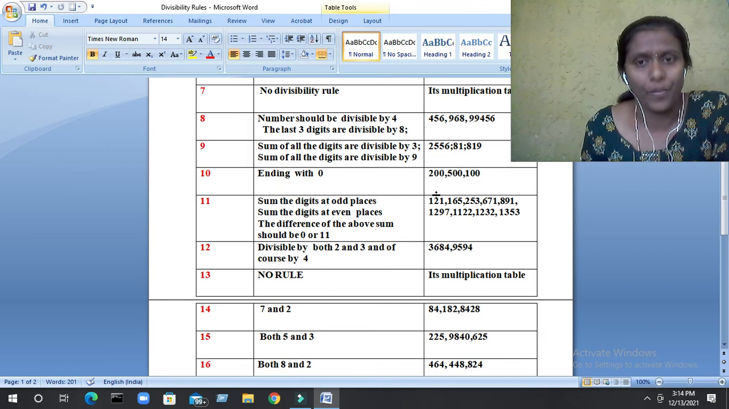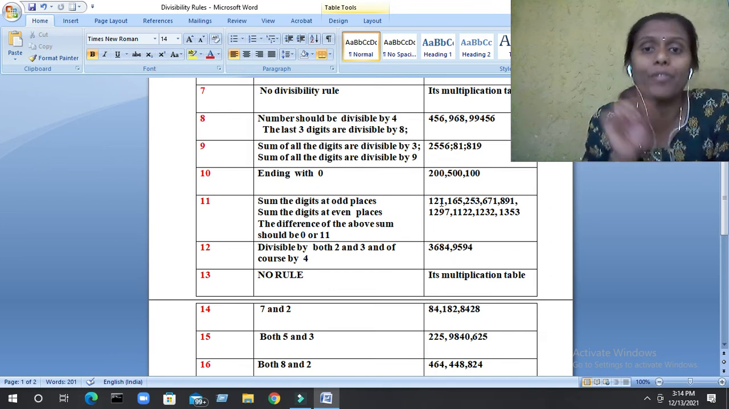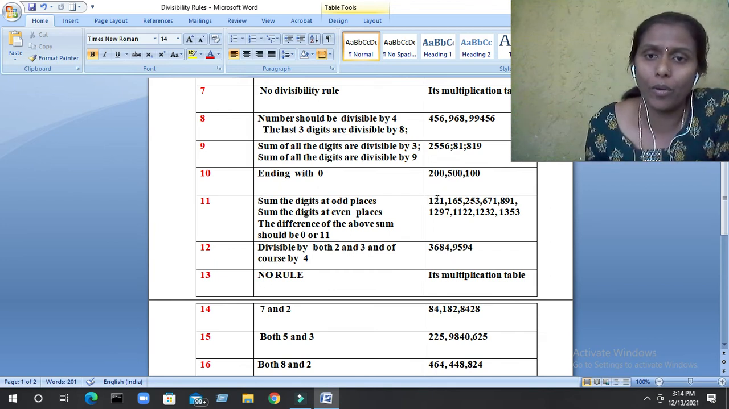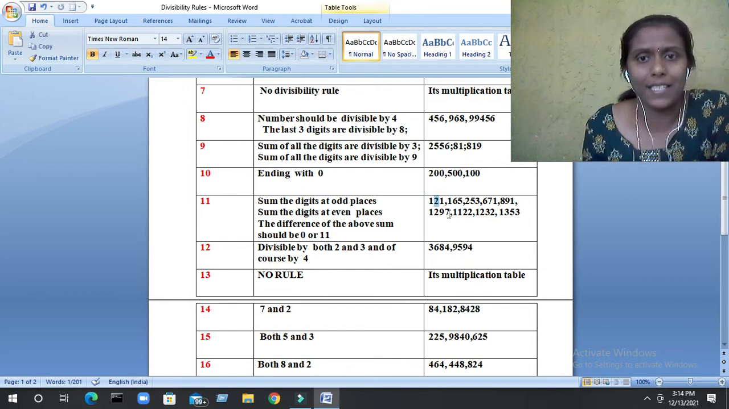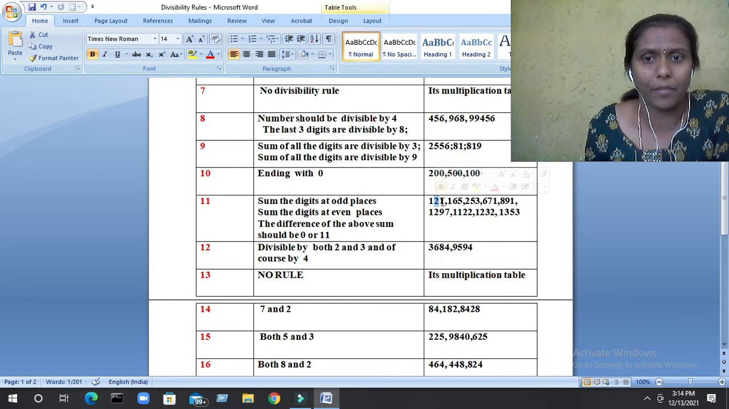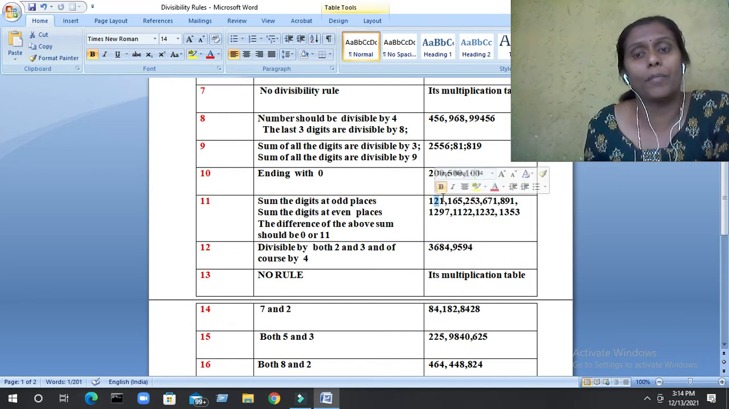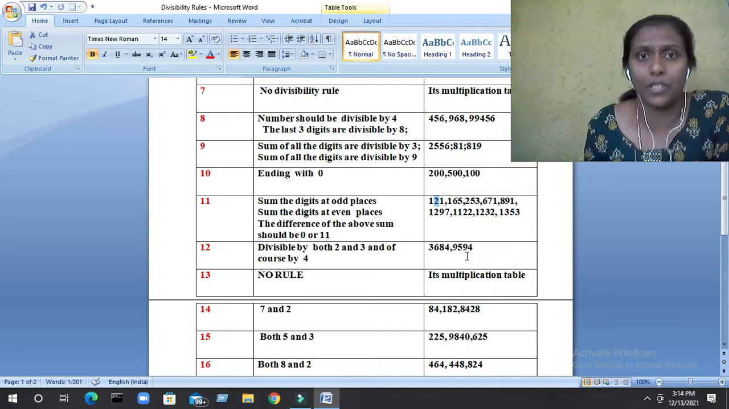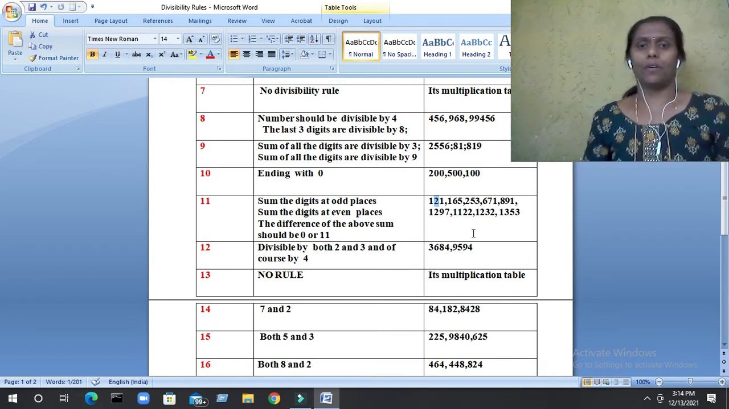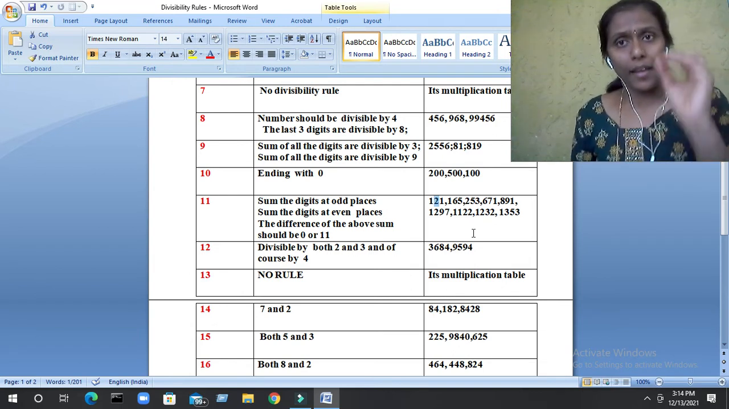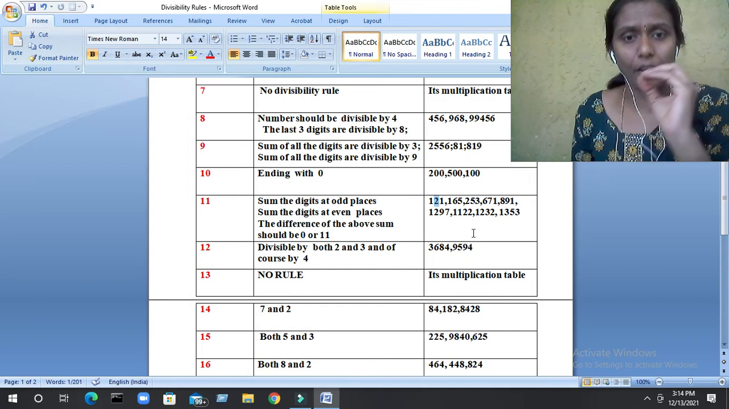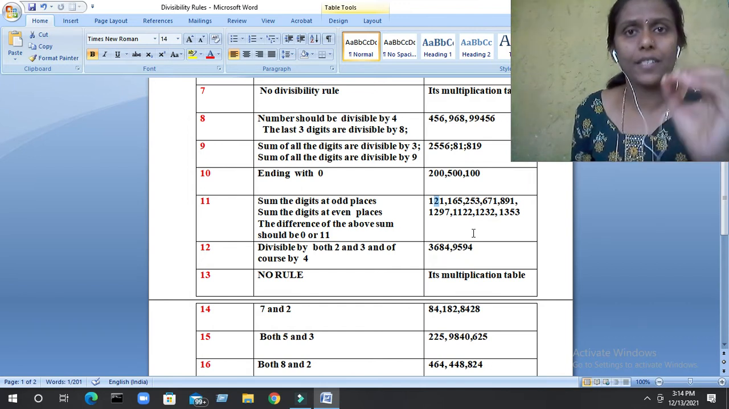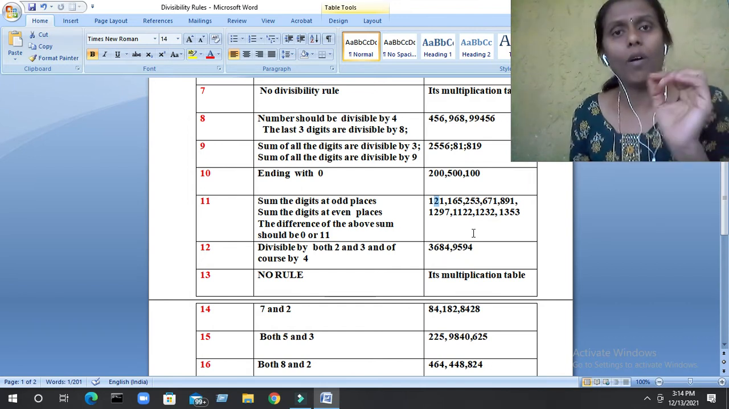Here we have only one number at the even place, that is at the second place, the number 2. The sum of the odd numbers is 1 and 1, which is 2. 2 minus 2 is 0. So if the difference gives you either 0 or 11, it means that number is divisible by 11.